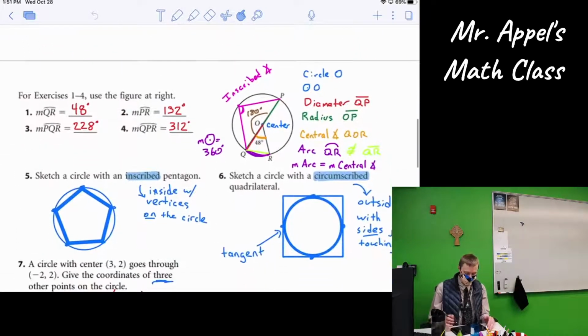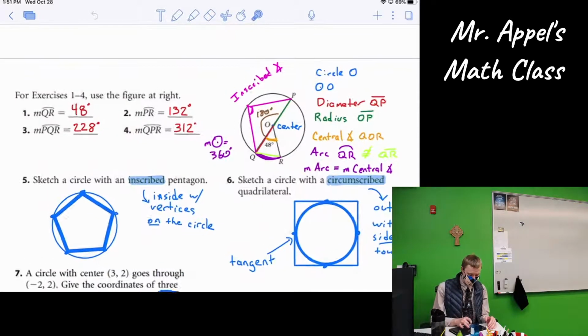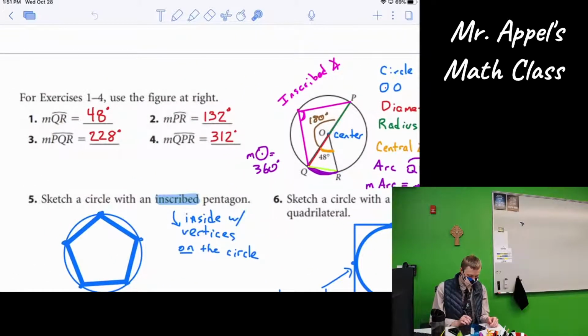Onwards to circles. So here are my answers for that. Number 1, we already knew that one, 48 degrees. Number 2, measure of arc PR. PR is over here. It is half of the circle minus that 48. So 180 minus 48 gives us 132.